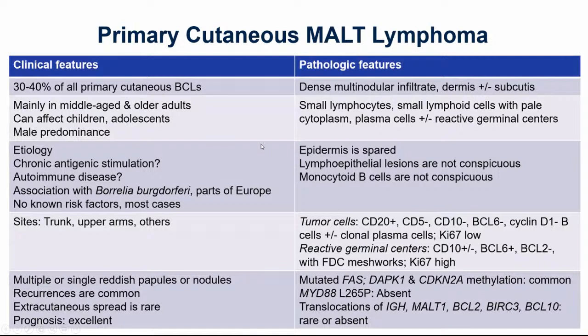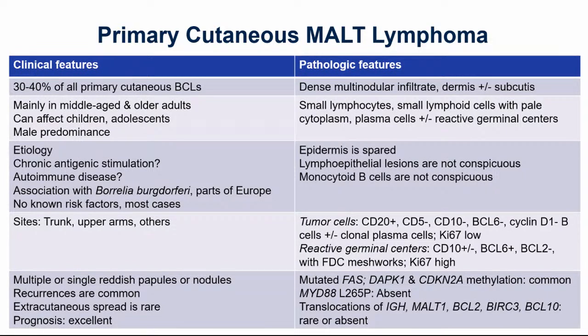Primary cutaneous MALT lymphoma has distinctive clinical and pathologic features. It represents 30 to 40% of all primary cutaneous B-cell lymphomas, so it's an important one to know about. It mainly affects middle-aged and older adults, but has been found occasionally in children and adolescents, and there is a male predominance.